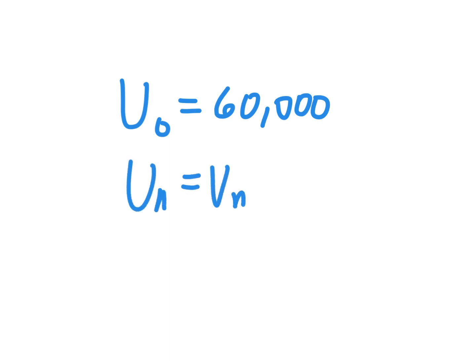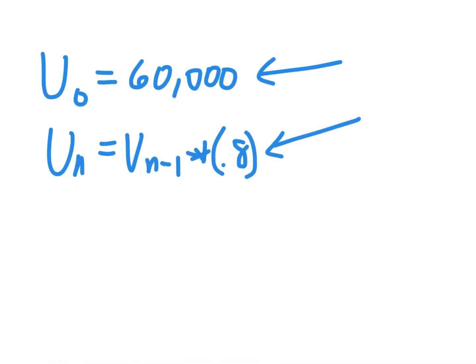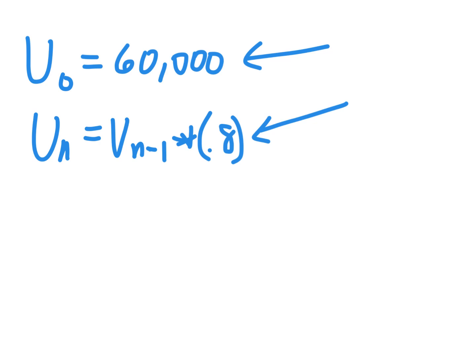u sub n equals u sub n minus 1. Notice how I said that that could always stay there because we're always going to use that. Times 0.8. I'm multiplying by 0.8. This is a real world problem where I'm saying I have a $60,000 car, but it's depreciating 20%. That's why I'm multiplying it by 0.8. That means it's going down in value every year by 20%. Can you put that into your calculator? So there's 3 lines.